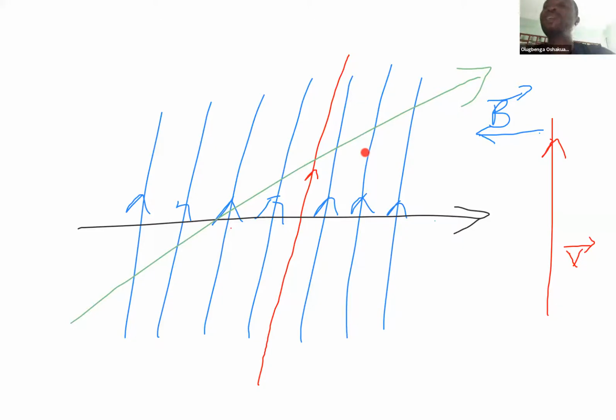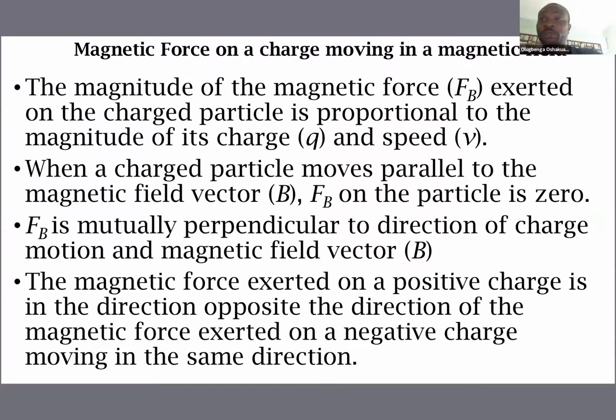So there should be a component of that motion that is perpendicular to the direction of the magnetic field. So let's move forward.